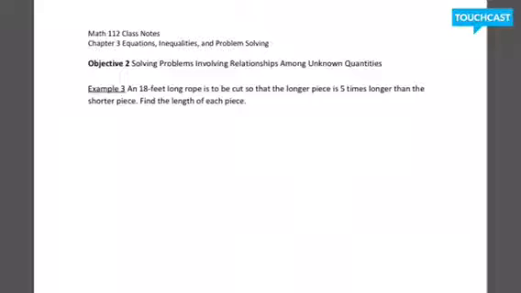An 18 feet long rope is to be cut so that the longer piece is 5 times longer than the shorter piece. Find the length of each piece. So we're going to start out with a length of rope that is 18 feet long. And we're going to simply draw it like this. It says it's going to be cut so that the longer piece is 5 times longer than the shorter piece.